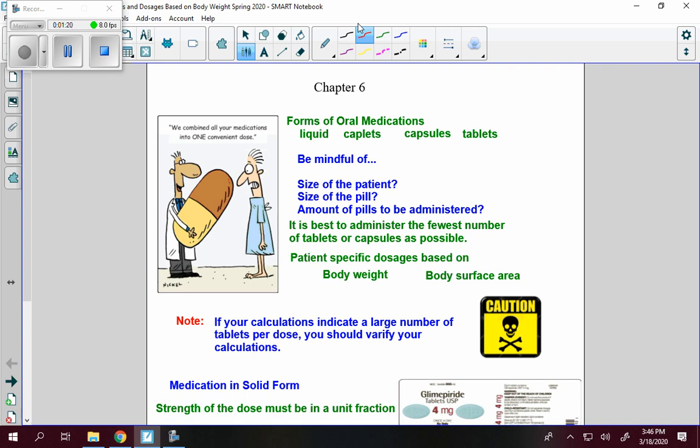2 or 3. So in other words, if you're taking Advil and you have to take 500 milligrams, you would rather them not take 100 milligram tablets. You would like them to take 250 milligram, or even better, 500 milligram tablets. So that's what we're going to look at today. So if your calculations indicate a large number of tablets per dose, you should verify your calculations.